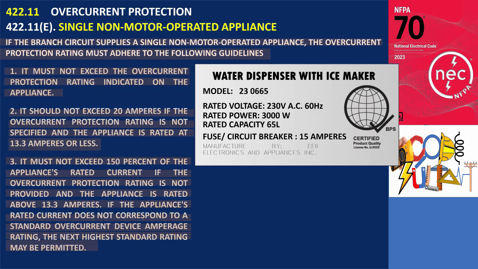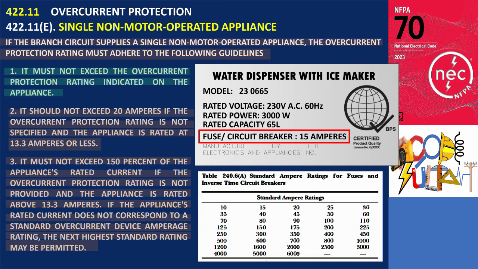First, for a 3000-watt, 230-volt water dispenser with an ice maker, we refer to the appliance's nameplate, which indicates that the required overcurrent protection device is 15 amperes. According to guideline number 1, the protective device must not exceed this rating, so the appropriate overcurrent protective device to use is a 15-ampere fuse or circuit breaker.